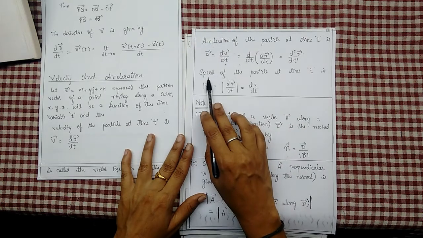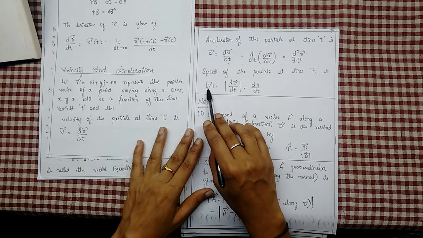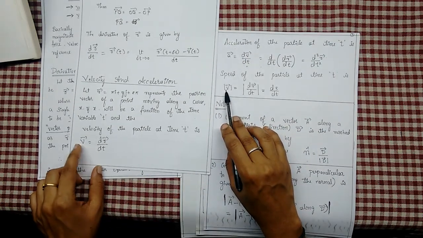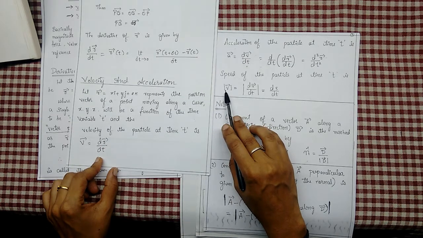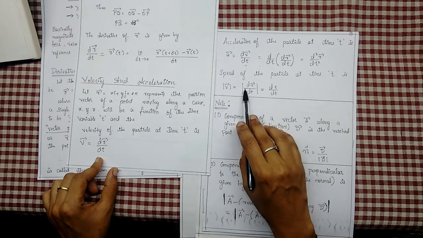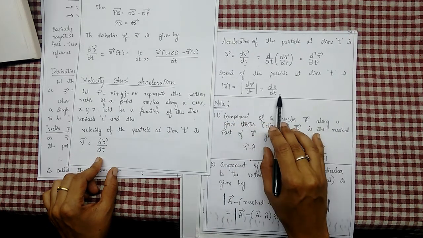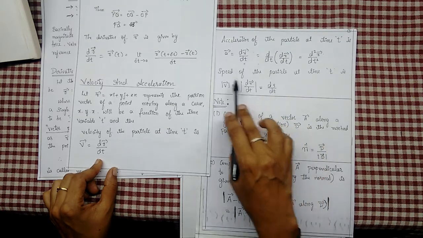And if you want to find the speed, it is nothing but the absolute value of the velocity. Velocity is dr by dt. So it is the absolute value of the velocity, mod vector v is equal to modulus of dr by dt. That will give you ds by dt. We denote it as ds by dt for the speed.